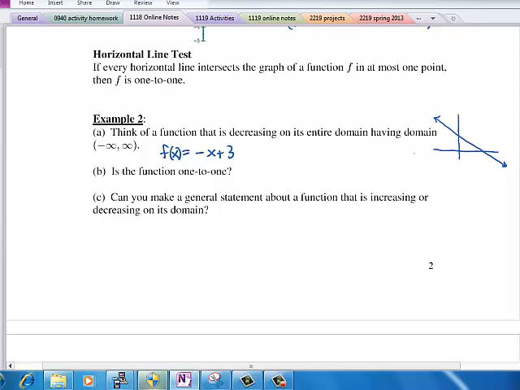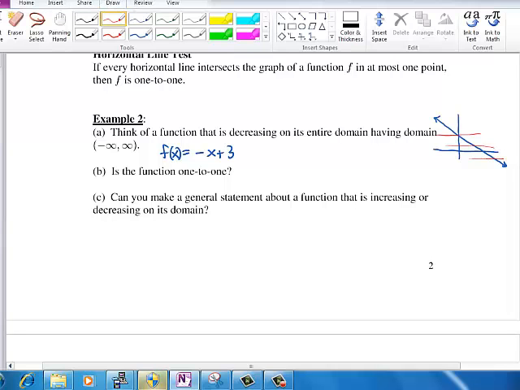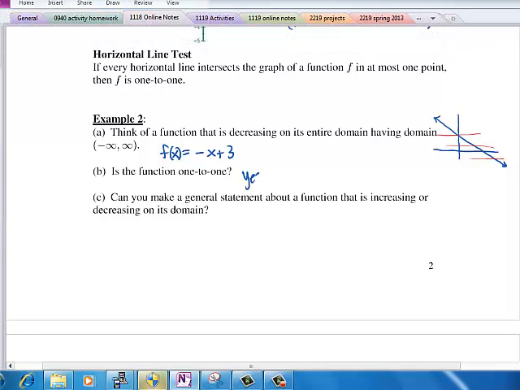Is the function 1 to 1? Certainly graphically we can see, yeah, it passes the horizontal line test. So yes, f is 1 to 1. It passes the horizontal line test.